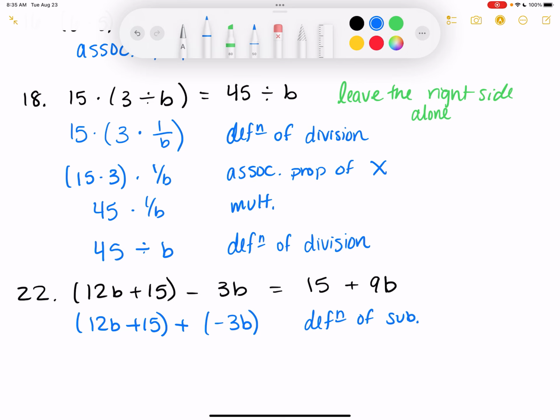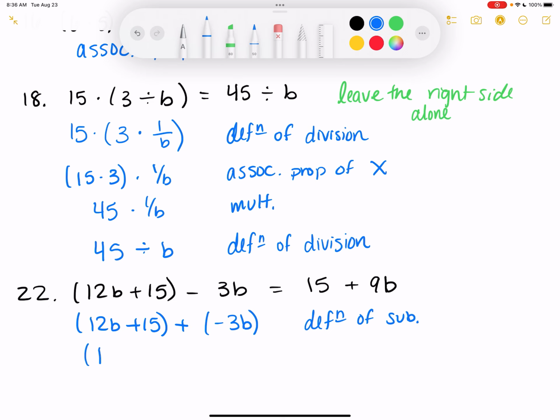So now what can I do? You can add the negative 3b to 12b? Nope. Switch the places of the 15 and the negative 3b? Can't do that yet. I need this side to look like this side. So what needs to be in front? 15. So I'm going to swap these two.